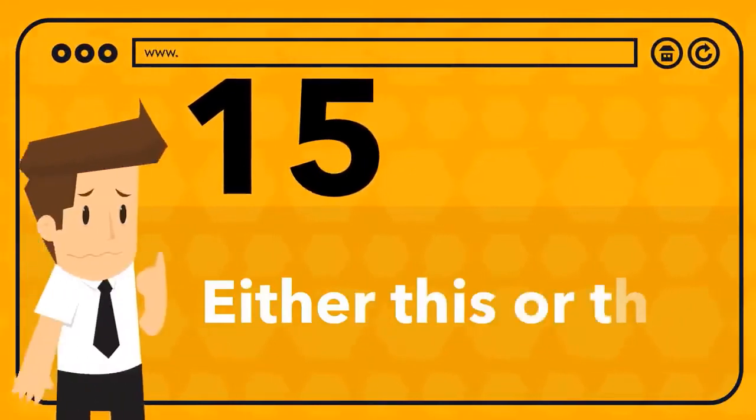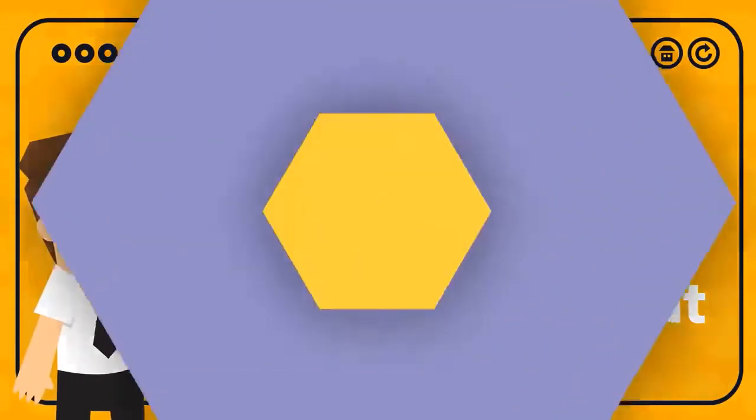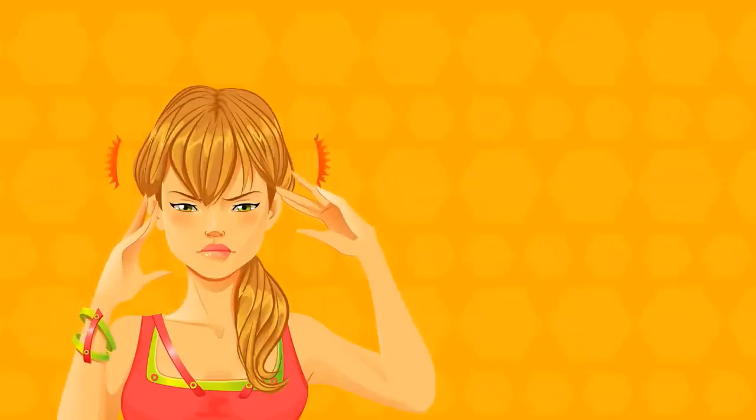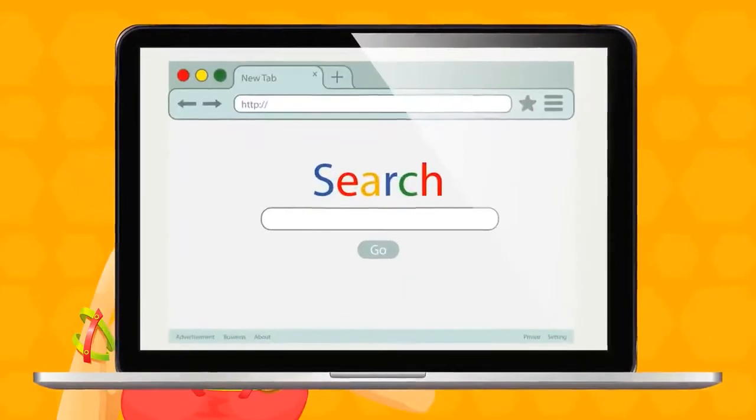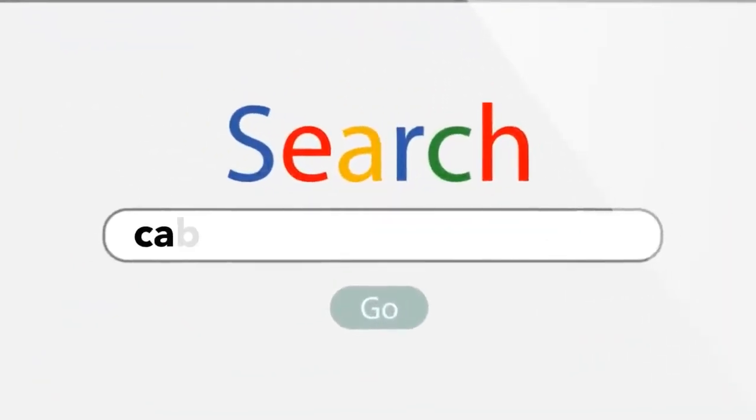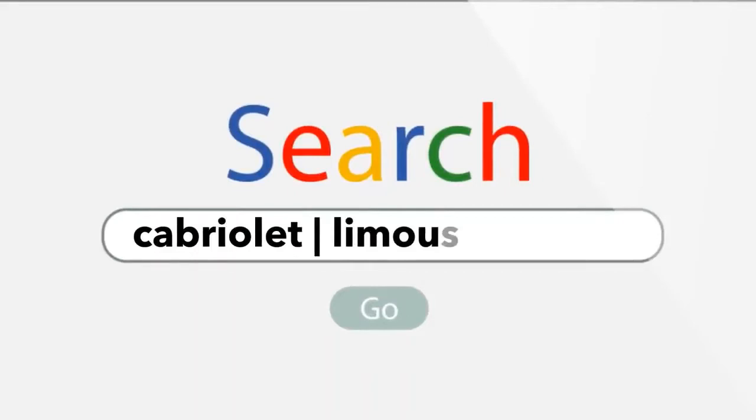15. Either this or that. Sometimes we're not sure that we've correctly remembered the information or the name we need to start our search. But this doesn't have to be a problem. Simply put in a couple of potential variations of what you're looking for and separate them by typing the vertical bar symbol. Instead of this symbol, you can also use "or." Then it's easy enough to choose the result that makes the most sense.